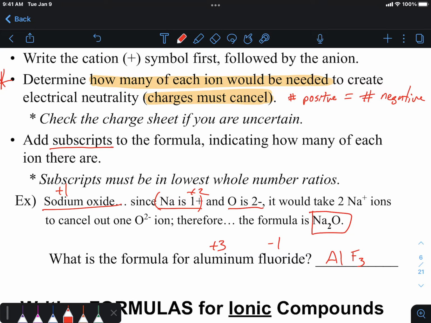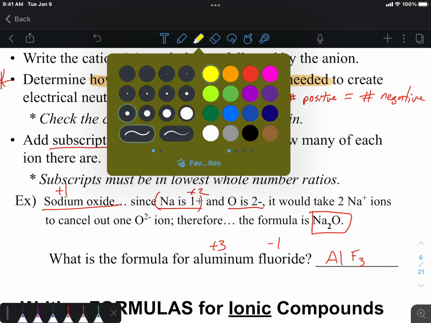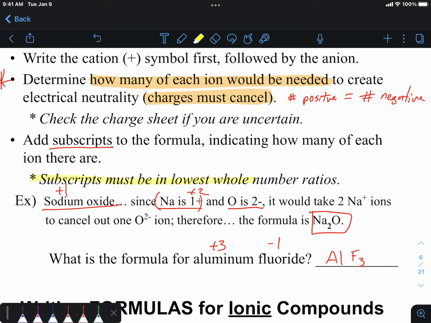I kind of glanced over this part. Let's highlight this. Subscripts need to be in lowest ratios. So let's say you end up with a ratio of like 2 to 4, that 2 to 4 is really 1 to 2. Okay? If you have a ratio of like 6 to 3, that's still 2 to 1. Okay, lowest ratios for ionic compounds. For covalent compounds, that's not the case. Covalent compounds will be like C6H12, right? That's not a lowest ratio. But for ionic, it's got to be the lowest ratio.